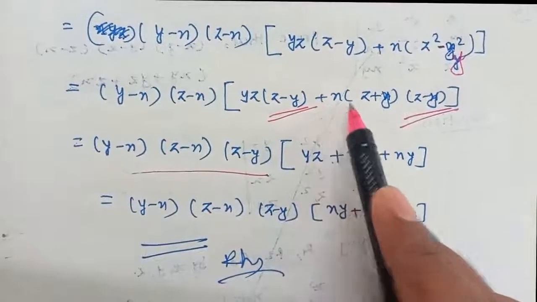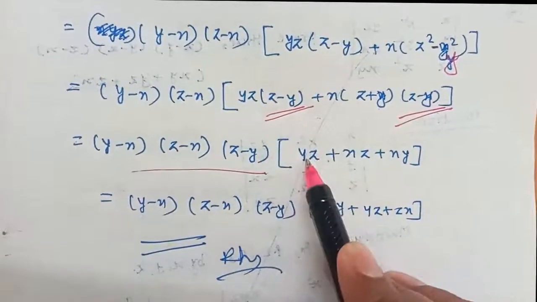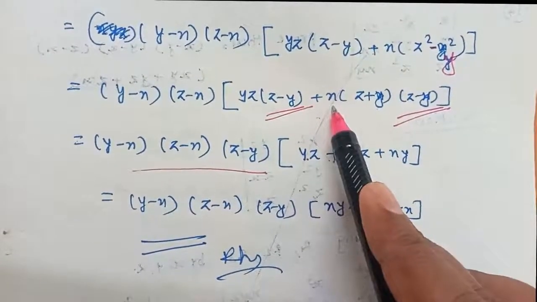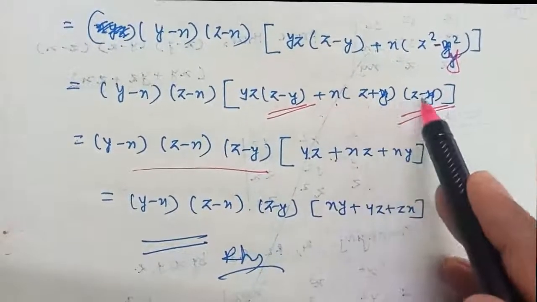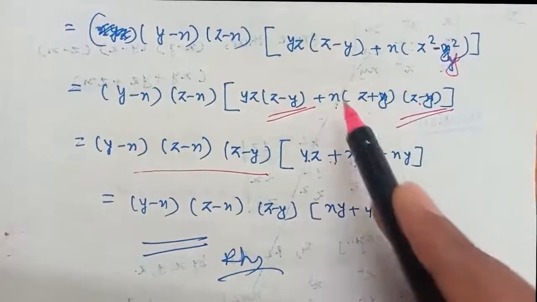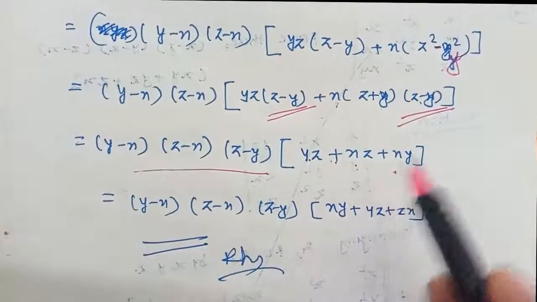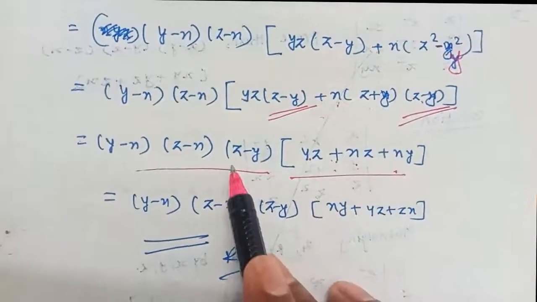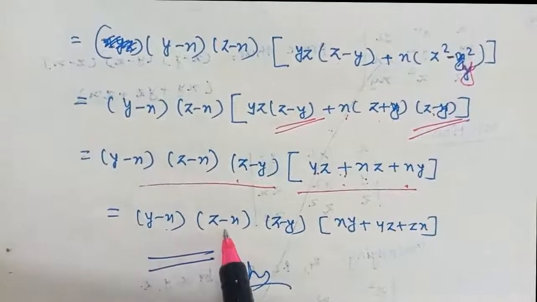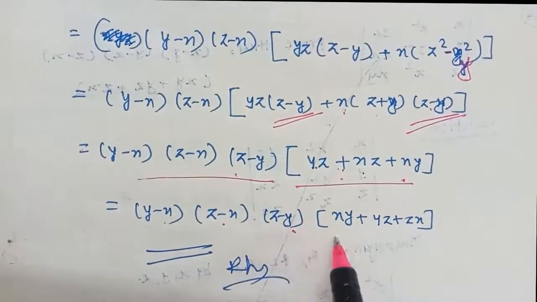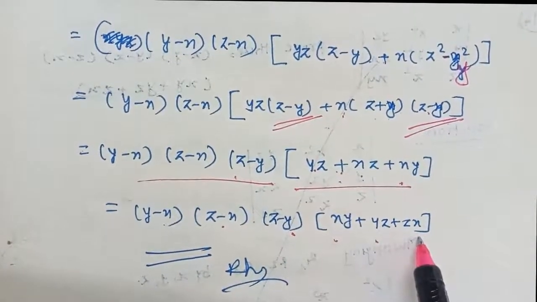Next, after taking common, it will be y plus z plus x into this, because this is already common. So x into z is xz, x into y is xy. So I got this, and this is nothing but my answer. So I got y minus x, z minus x, z minus y, bracket of xy, yz, zx. Please practice it nicely so you get a better concept.